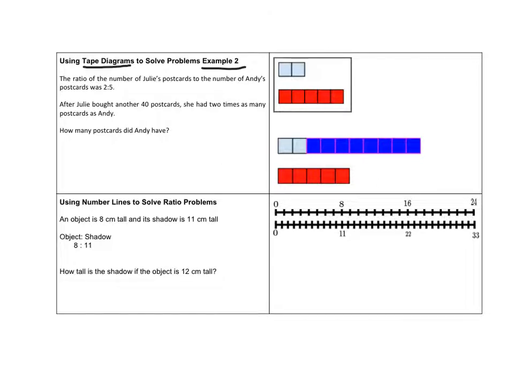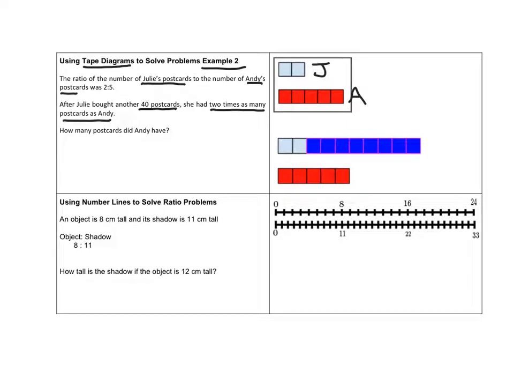So the problem we're looking at is Julie's postcards to Andy's postcards. And we know it was a ratio of 2 to 5. And on the right side, you can see I have 2 squares, which must be Julie's, and I have 5 squares, which must be Andy's, because it's a 2 to 5 ratio. It says Julie bought another 40 postcards, and then she had 2 times as many postcards as Andy.